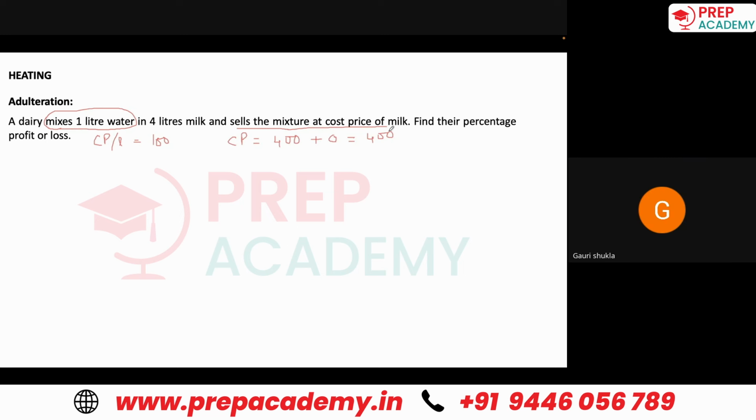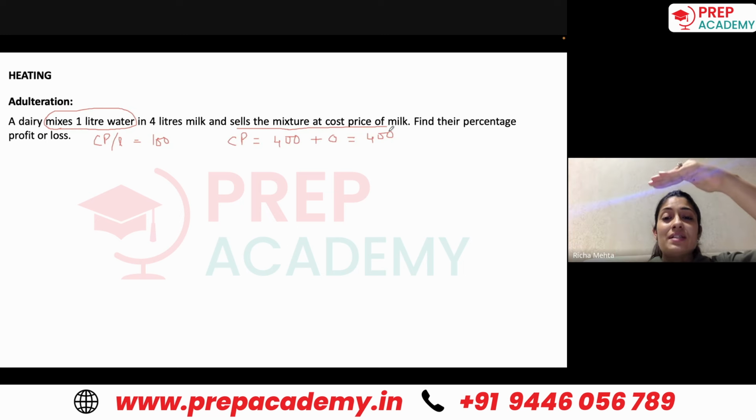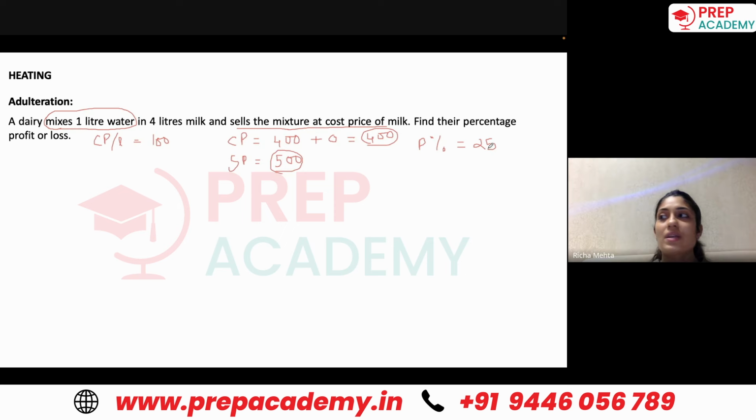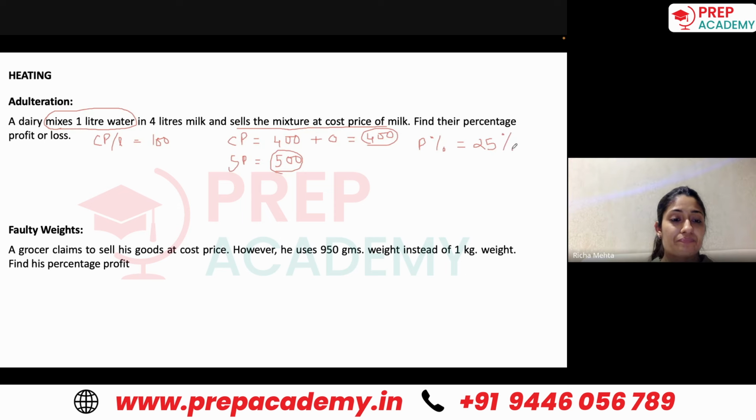5 liters. So now that 5 liters can, the dairy is saying that I am selling you this 5 liters can at my cost price. So what will be the total selling price for 5 liters? 500. Did we all understand this? So if cost price is 400 and selling price is 500, what is the profit percentage? 100 by 400. So 1 by 4. 25.